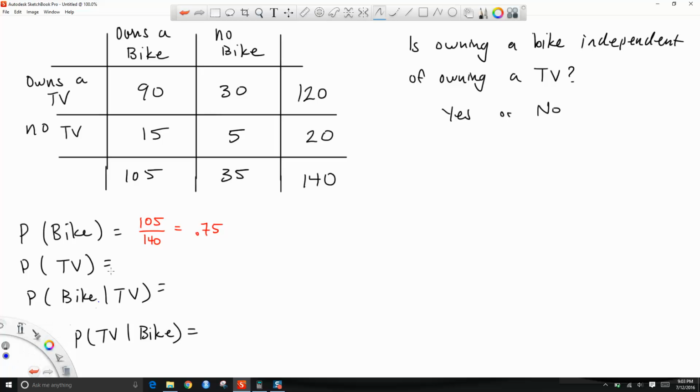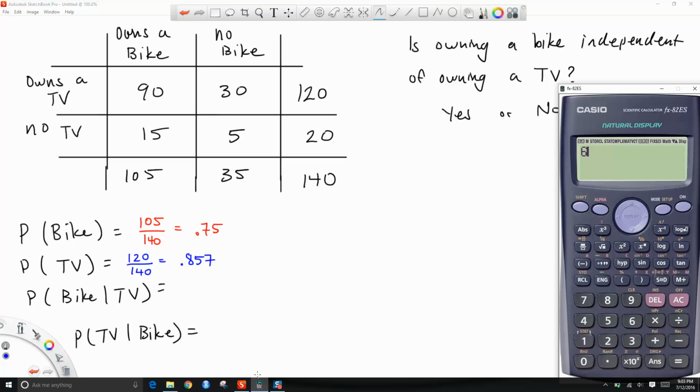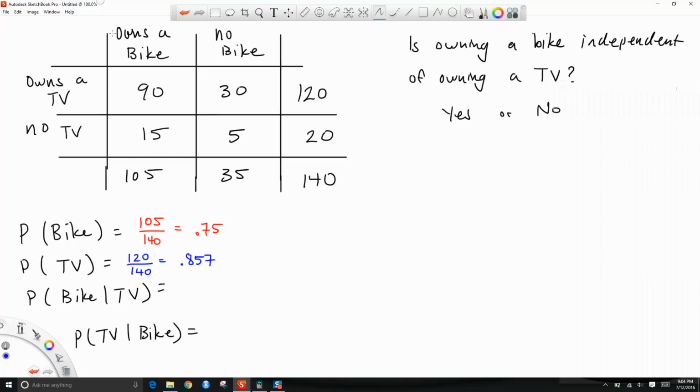What's the probability that someone has a TV? There are 120 people total who have a TV out of 140 people, so this ends up being 120 over 140, and I'm getting something like 0.857.